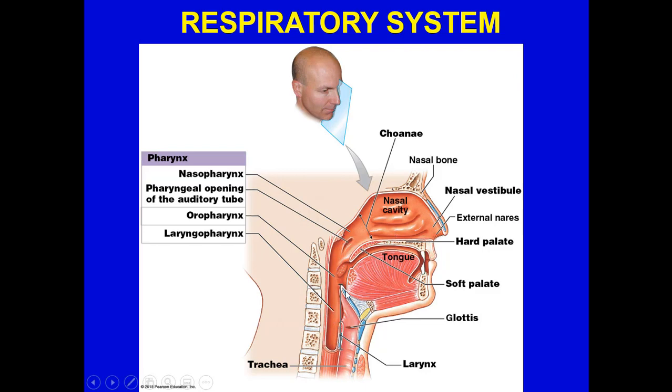You will have also the part here, which is going to the epiglottis, which will flap down and prevent food from going into the larynx, etc.